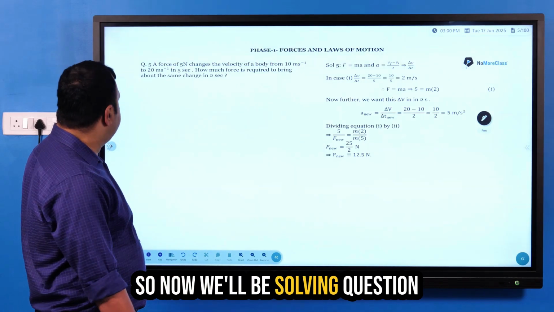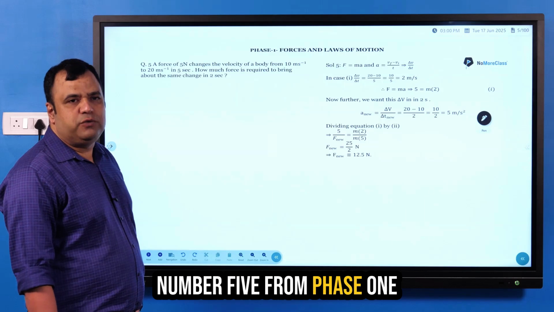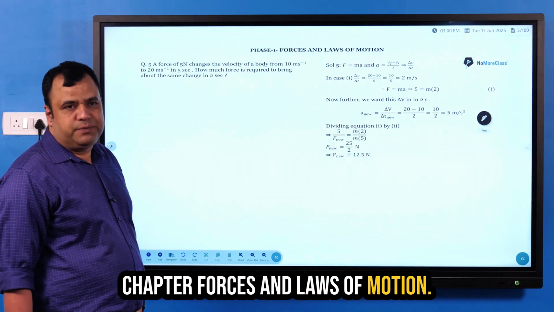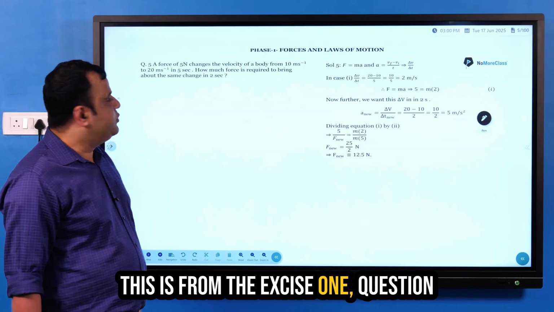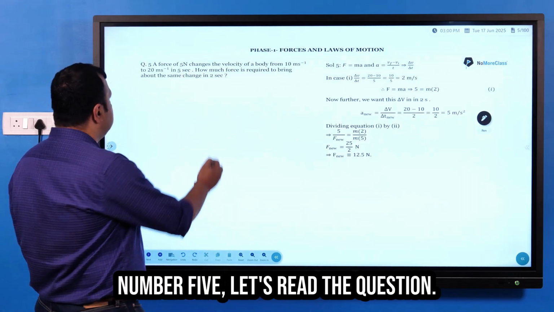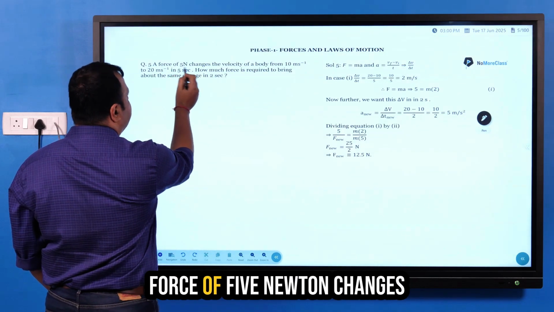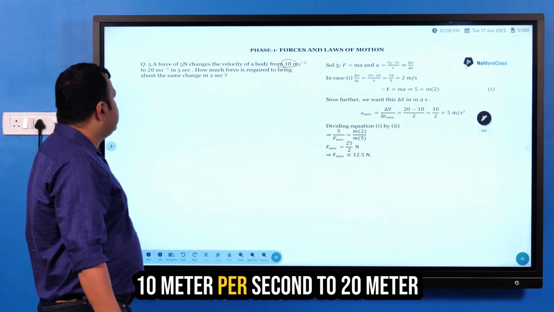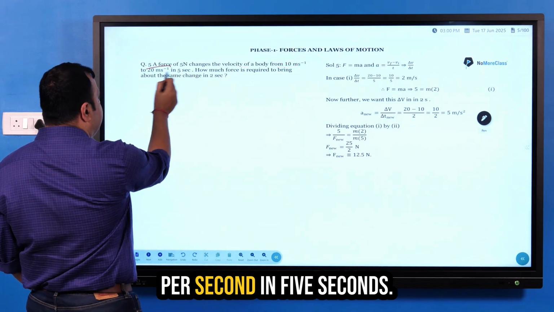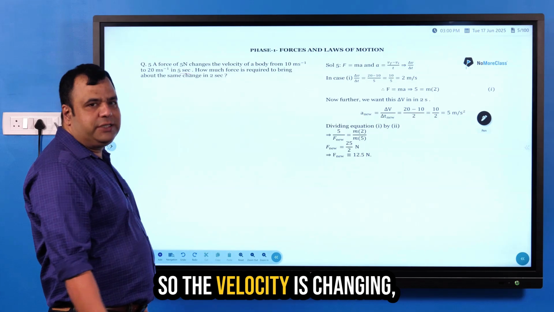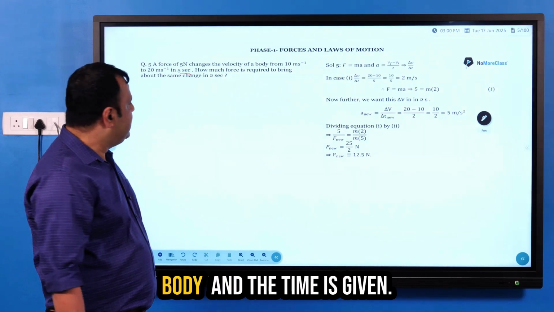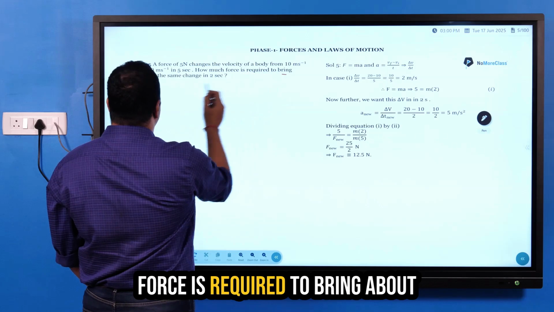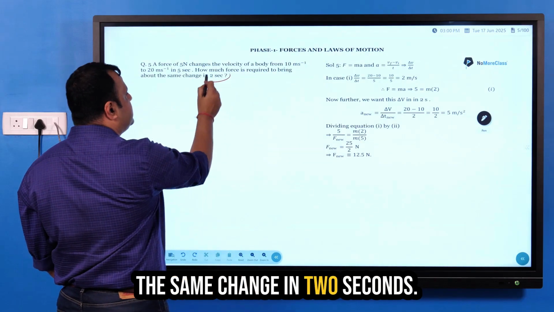So now we'll be solving question number 5 from phase 1, chapter forces and the laws of motion. This is from exercise 1, question number 5. So let's read the question. A force of 5 Newton changes the velocity of a body from 10 meter per second to 20 meter per second in 5 seconds. So if the velocity is changing, momentum is changing for the body, and the time is given. Now they are asking how much force is required to bring about the same change in 2 seconds.